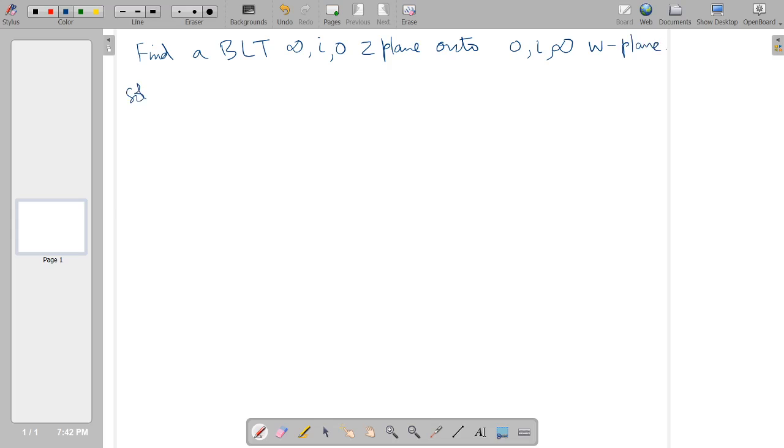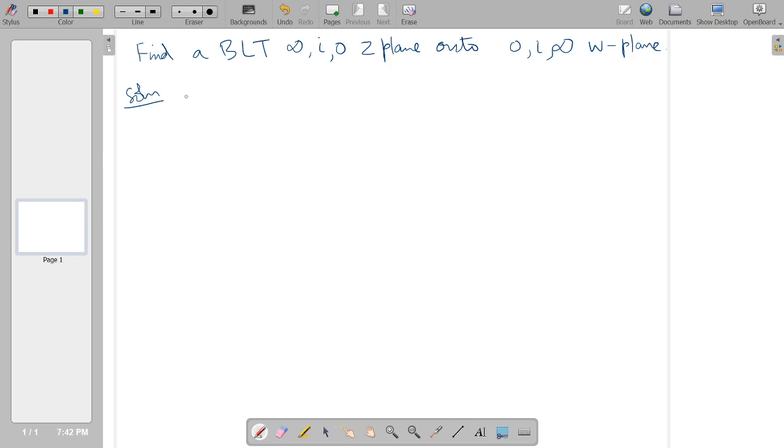The difference between the second problem and third problem is, in the second problem you had infinity only in the W plane. But whereas here in this problem you have infinity in the Z plane as well as in the W plane. So you have to find a bilinear transformation.